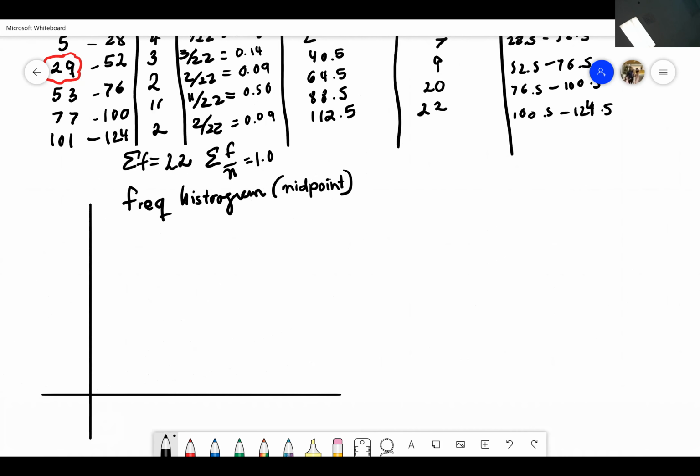Could you do it? All right, so the frequencies go up to 11. So I'm going to pick my scale. I'm going to go by ones. I think ones is fine. 1, 2, 3, 4, 5, 6, 7, 8, 9, 10, 11. Then I'm going to go ahead and use my midpoints. My midpoints are 16.5, 40.5, 64.5, 88.5.